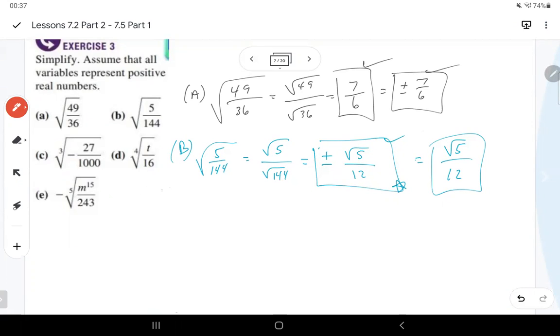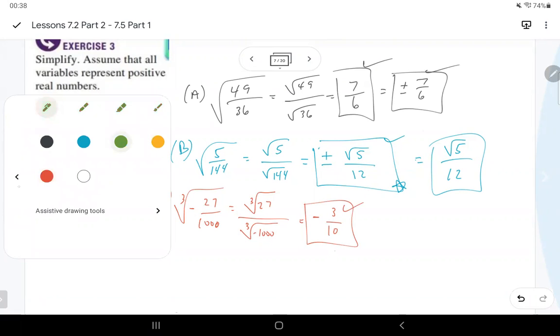C. Cube root. Now we can have a negative underneath because it is an odd index. Remember, if we have an even index, that would not be a real answer, but this is odd. When you split it, you can either pull the negative all the way out front because you know that's going to be part of the answer, or you can make sure that you put it with one or the other. You do not want to put it with both. So your answer here is negative 3 over 10.